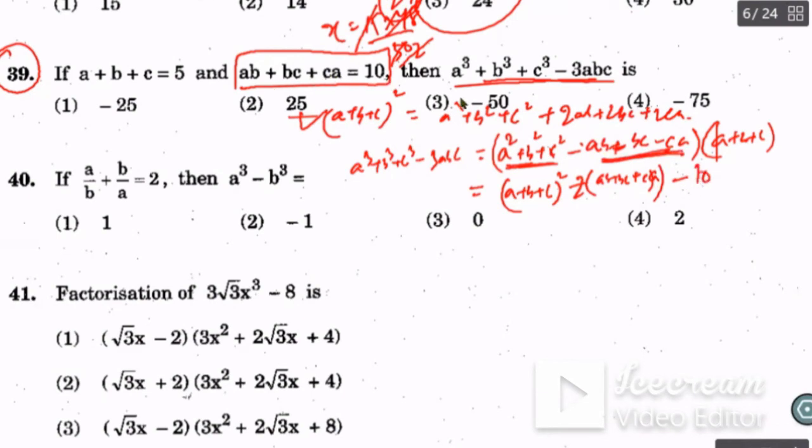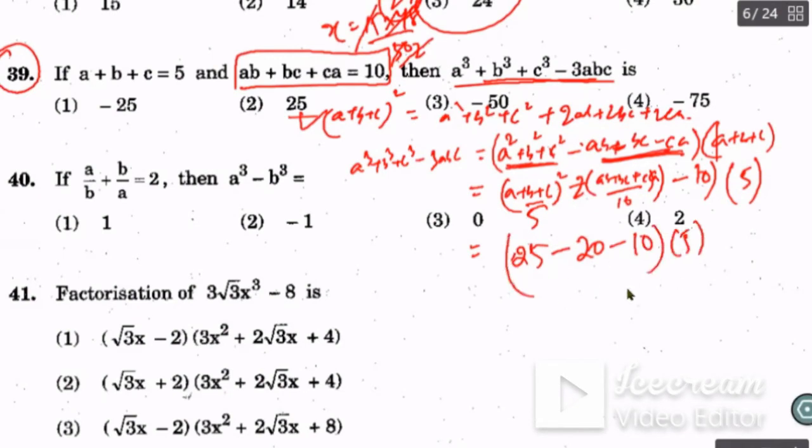ab plus bc plus ca is equal to 10, so here all are minus, so you can have minus 10. And again here a plus b plus c is equal to 5. Now you can solve it. Here you can put 5 and here you can put 10. So 5 5s are 25 minus 2 10s are 20, minus 10, and then you have to multiply it by 5. So 10 plus 20 is 30 minus 25, that will be minus 5. You multiply by 5, that is equal to minus 25.